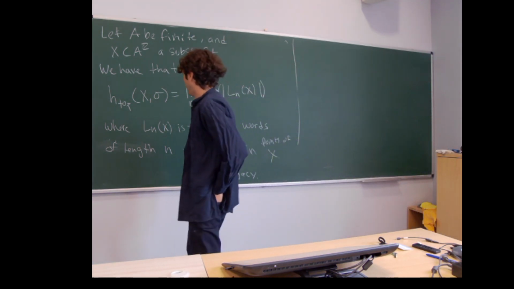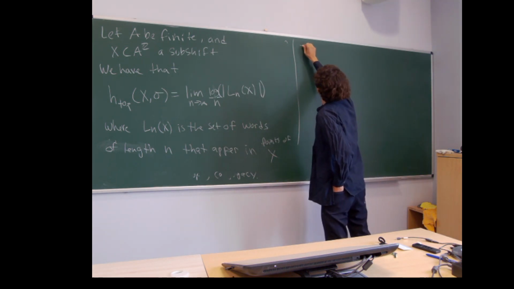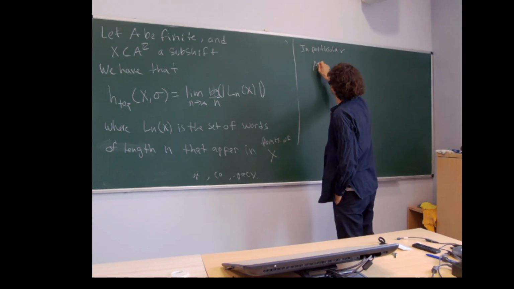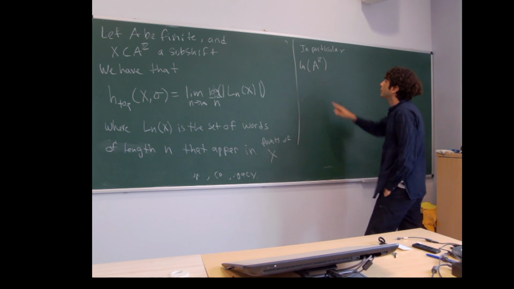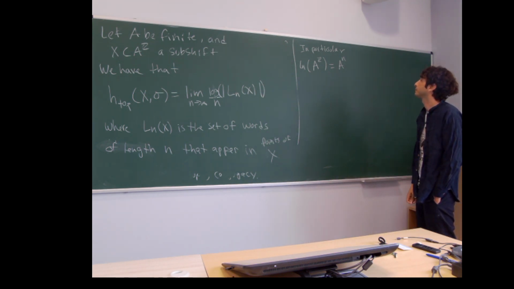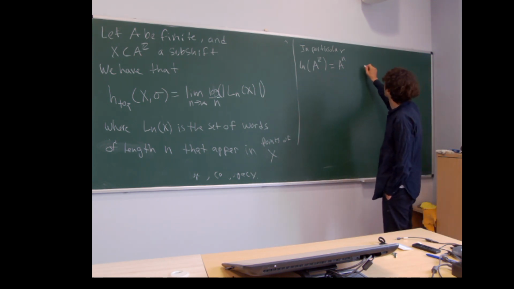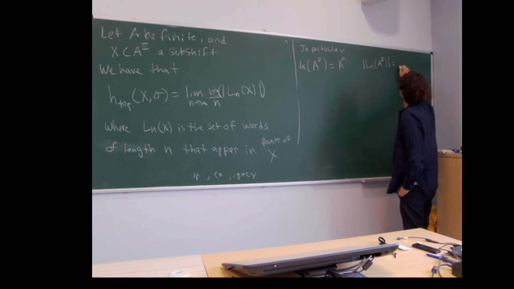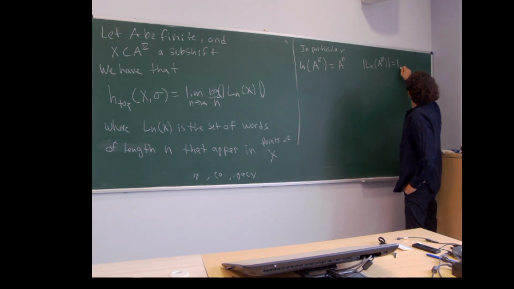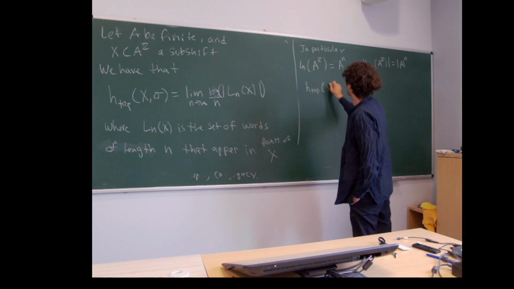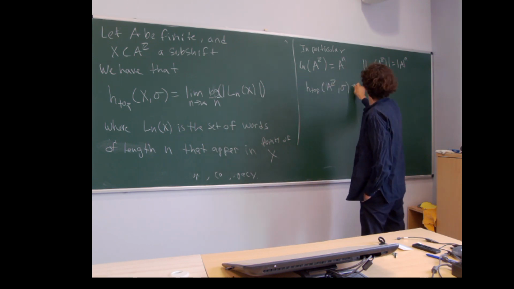Okay, so in particular, for A to the Z, the language of A to the Z is just A to the n, because we have all the possible words. So this is equal to A to the n. So this implies the topological entropy of the full shift is log of the size of A.